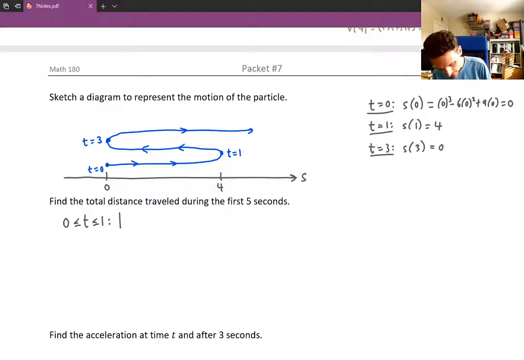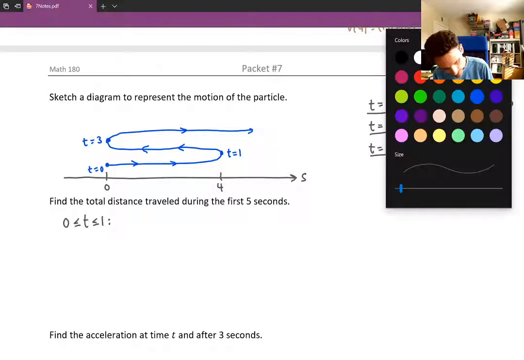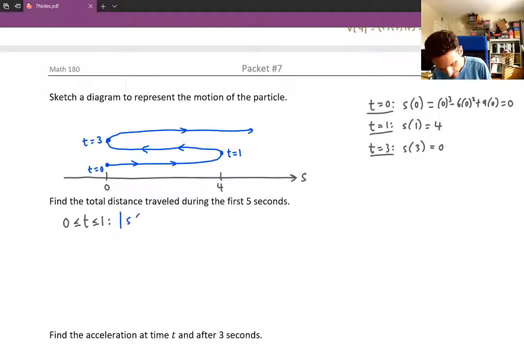We can write the absolute value of the position at t equals 1 minus the position at t equals 0. It's like the final position minus the initial position, but with absolute values there just to make that change in position positive, so that we're talking about a positive distance as opposed to a displacement. So here the position at 1 was 4, the position at 0 was 0. So calculating this, we get 4, and I'll write the units here, which are in meters.